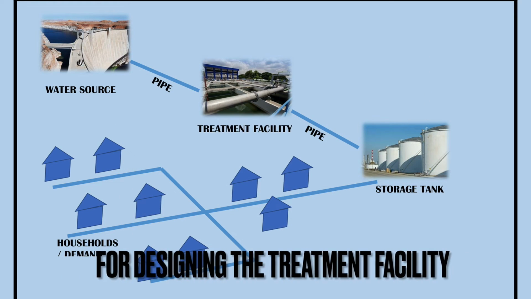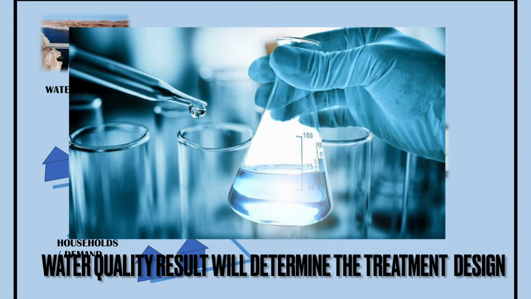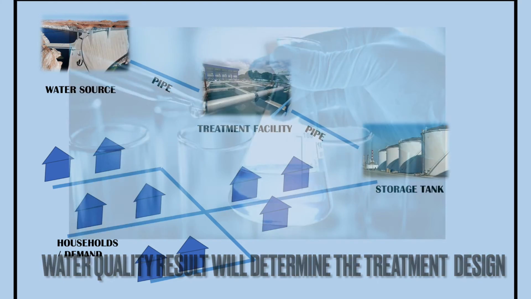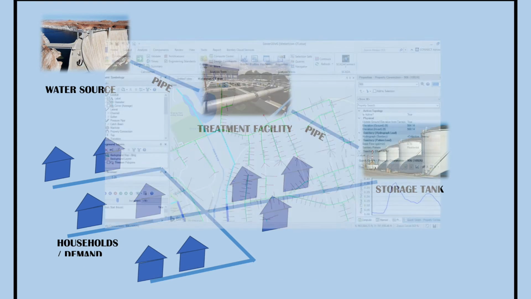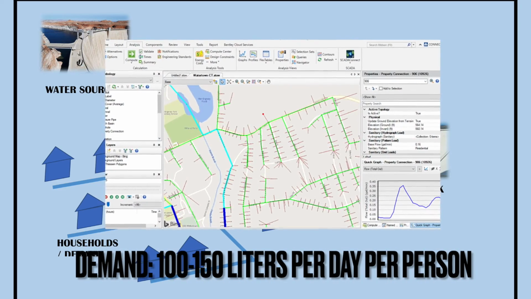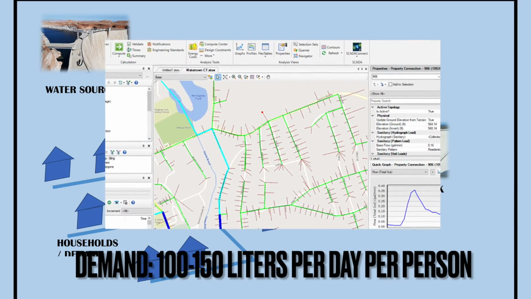For the treatment facility, the water quality result of the source will determine the treatment facility. For the design of distribution pipeline, the size can be determined by the hydraulic analysis where the demand may range from 100 to 150 liters per person per day.